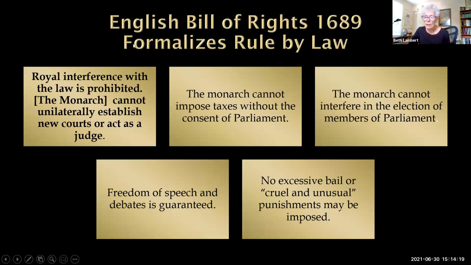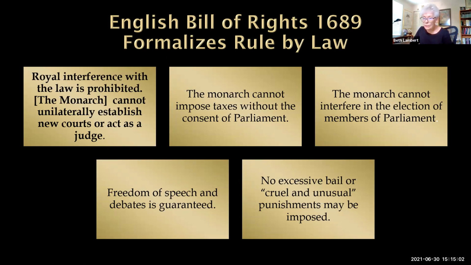So the English Bill of Rights formalizes the rule by law. And if you put in here the president in place of the monarchy, royal interference with the law is prohibited. The monarch cannot unilaterally establish new courts or act as judge, cannot impose taxes without the consent of Parliament, cannot interfere in the election of members of Parliament. Freedom of speech and debates is guaranteed, and no excessive bail or cruel and unusual punishments can be imposed.